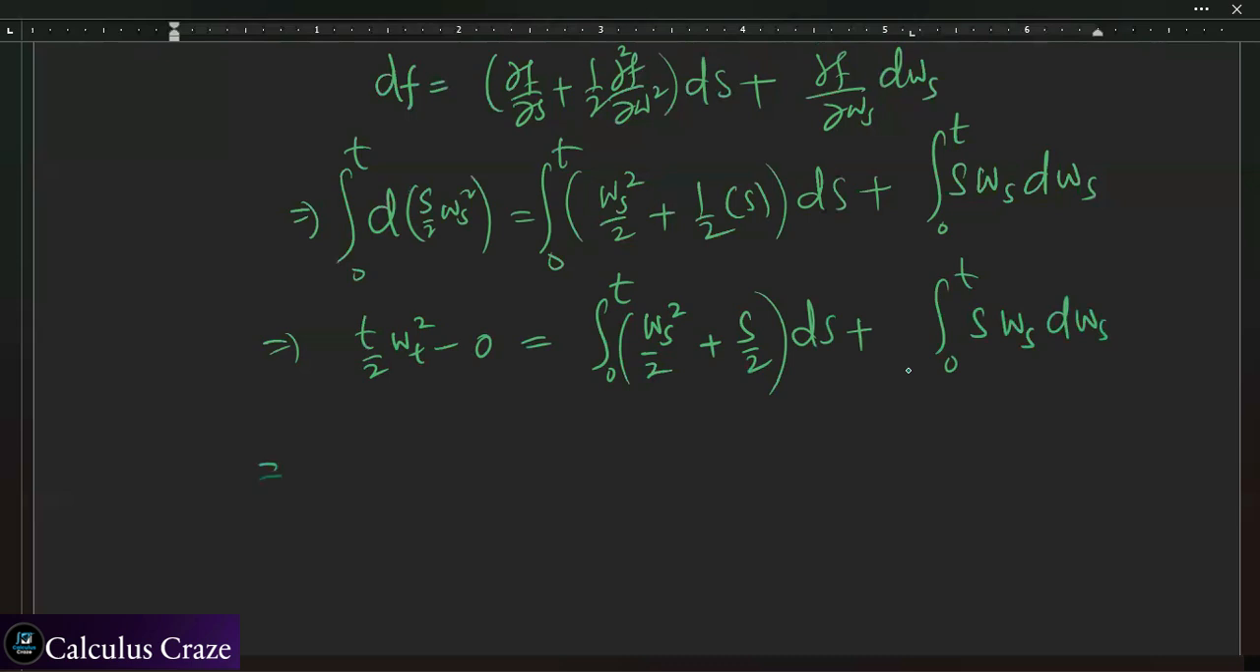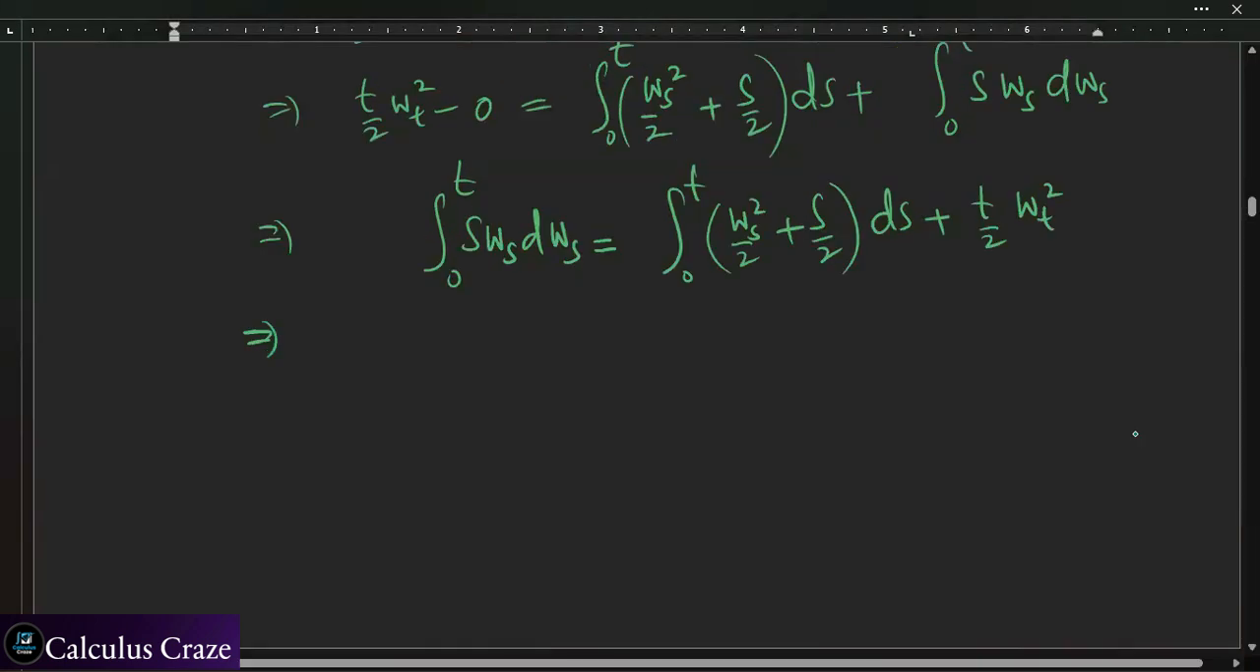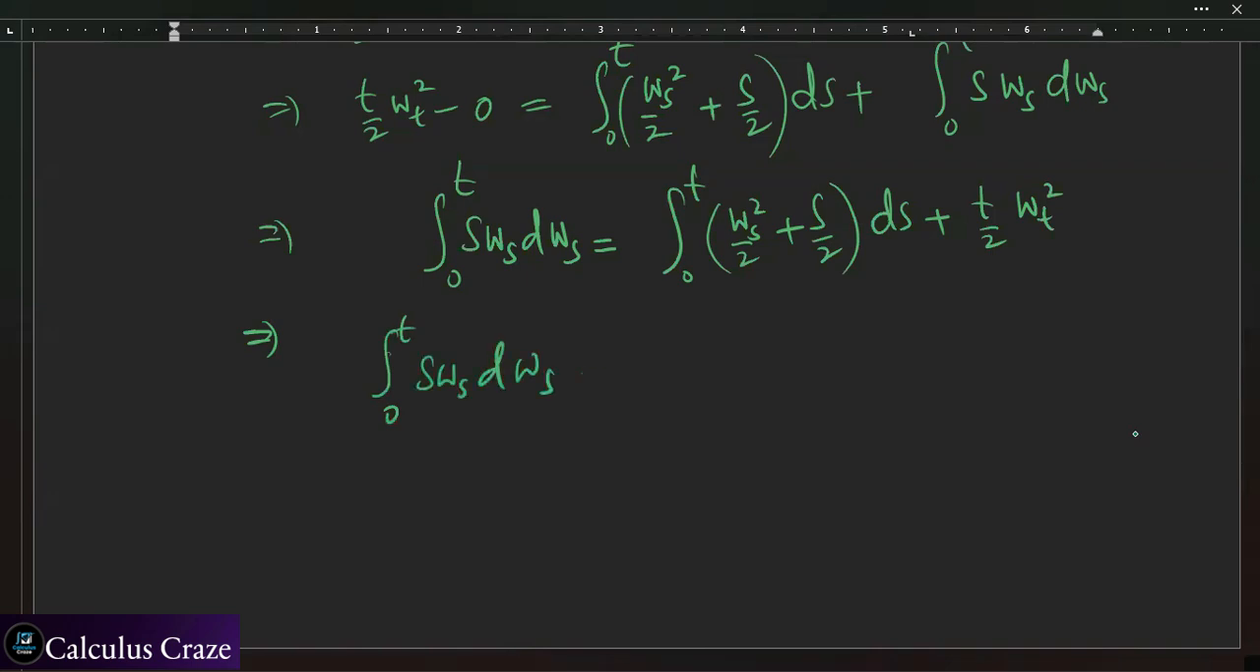This W is basically the Brownian motion, so I can rearrange to write the integral from 0 to t of s times W_s dW_s, which equals the integral from 0 to t of W_s squared by 2 plus s by 2, ds, plus t over 2 times W_t squared, right? Then we can make a little more simplification: the integral from 0 to t of s W_s dW_s is the integral from 0 to t of W_s squared by 2 ds plus the integral from 0 to t of s by 2 ds plus t over 2 times W_t squared.